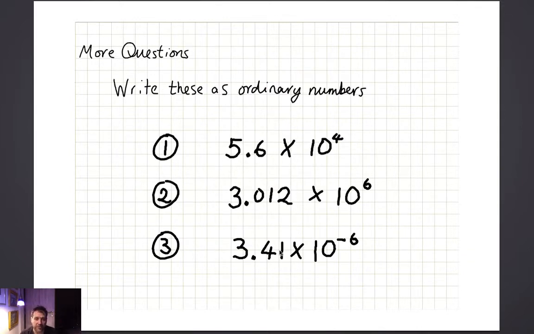So more questions. This time it's the other way around. Write these numbers as ordinary numbers. So you've kind of got to do the same thing but backwards. So pause the video, have a go at that. So I hope you paused the video, and let's go through them.